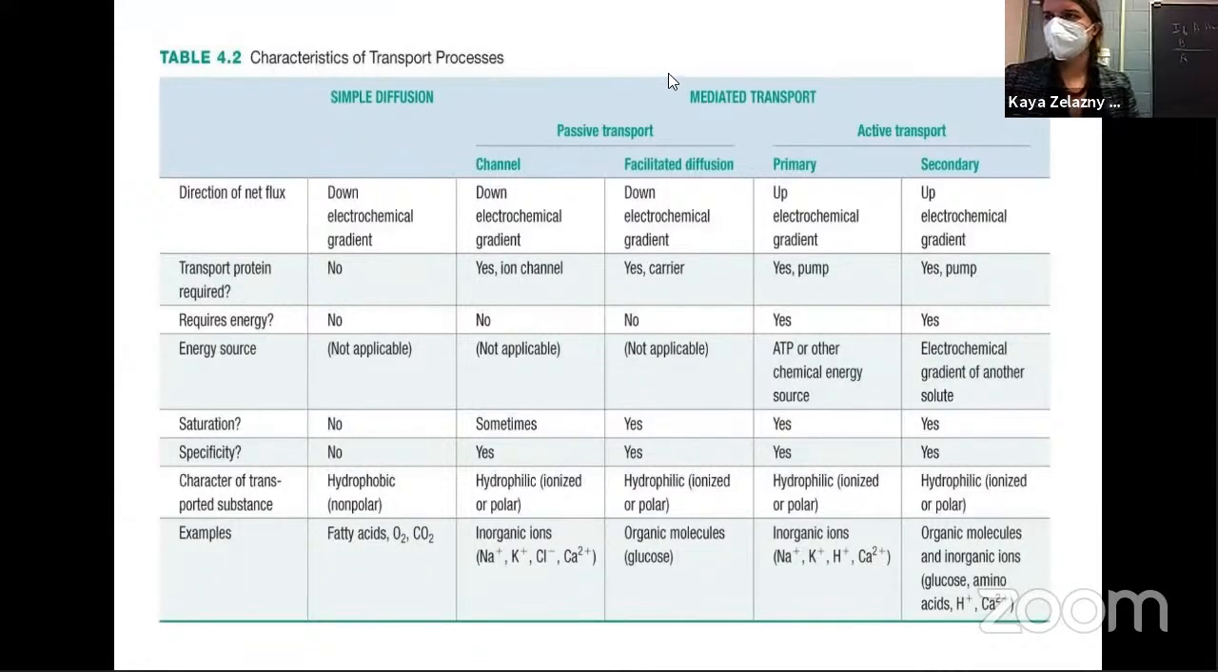So here we see a big chart of what you would require for each of these different types of transport: our simple diffusion, our passive transport, either through a channel or through facilitated diffusion, so our carrier protein. Then we see our active transport, our two types: our primary that uses ATP, our secondary that's using a gradient for energy. You can use this chart to study, scrub it all out, see if you can fill it back in for yourself.